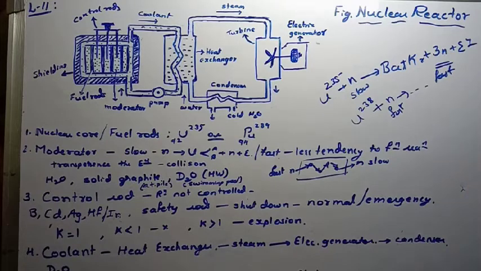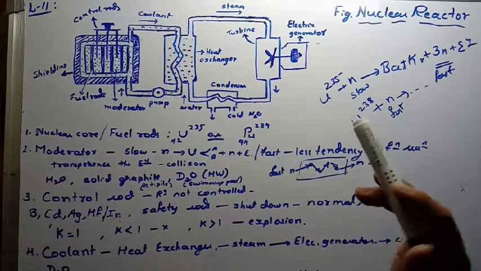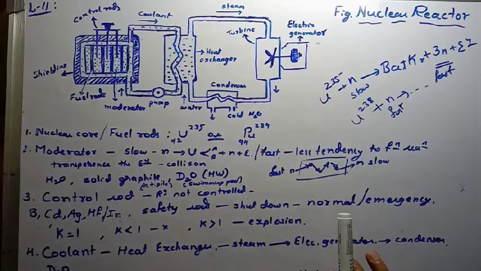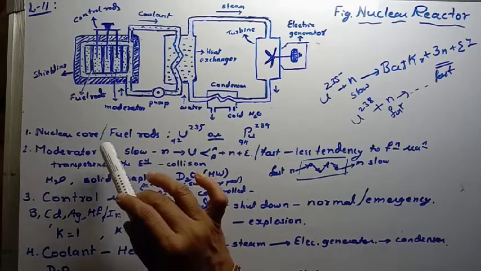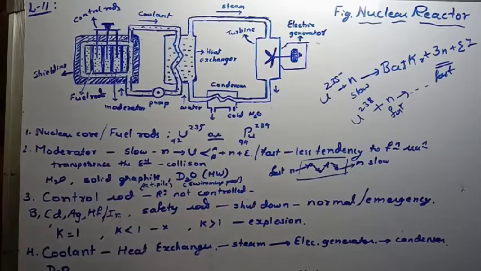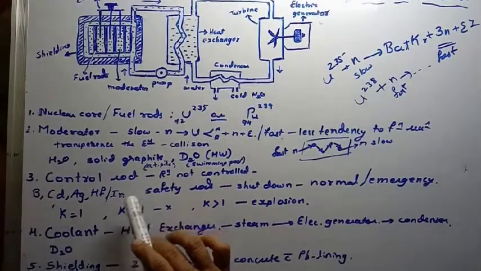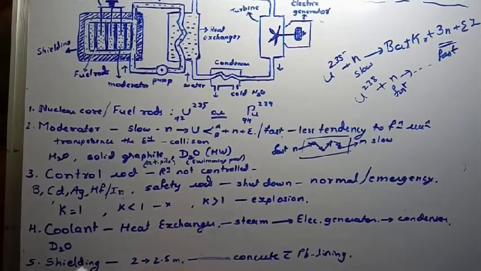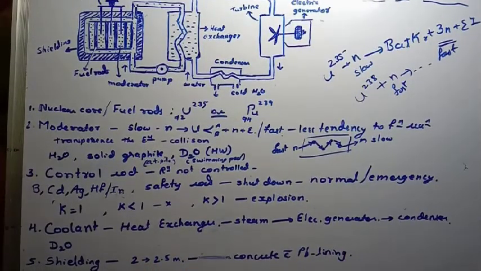The nuclear reactor is mainly divided into five parts. The first one is the nuclear core or fuel rods. The second one is the moderator. The third one is control rods. The fourth one is coolant. And the fifth one is shielding.